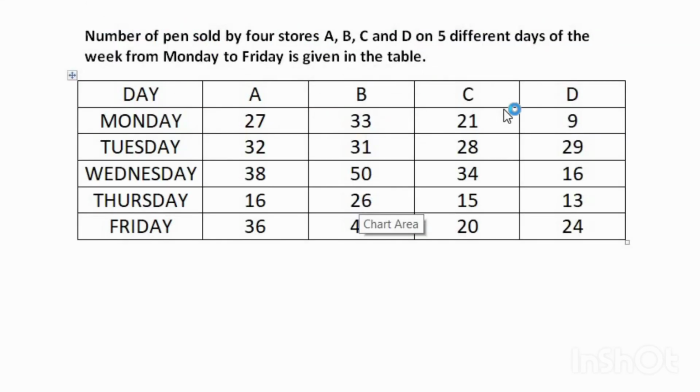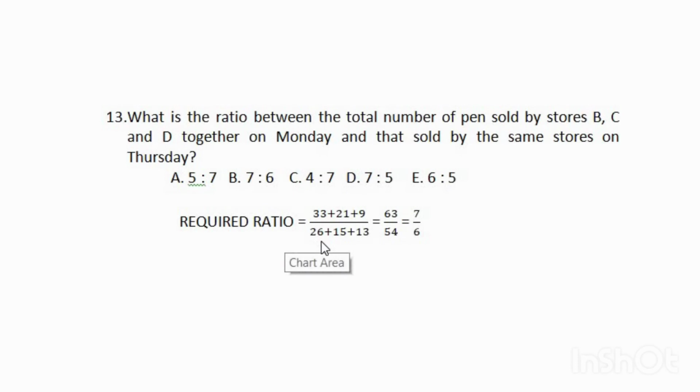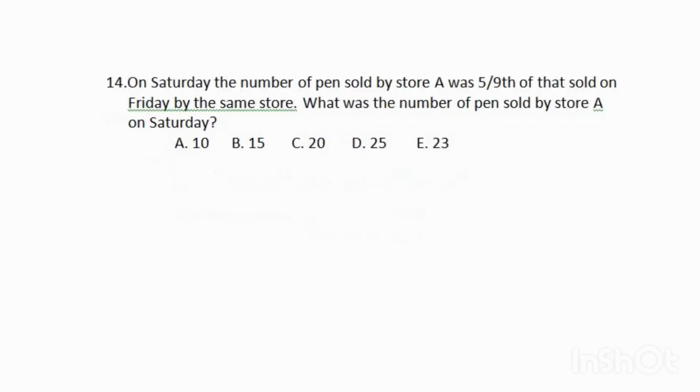Pens sold by B, C and D on Thursday is 26, 15 and 13, right? So in the denominator, 26 plus 15 plus 13, it is 54. So taking the ratio between them, 63 by 54, by 9, 9 7s are 63 and 9 6s are 54. So the ratio is 7:6. Option B is the answer.